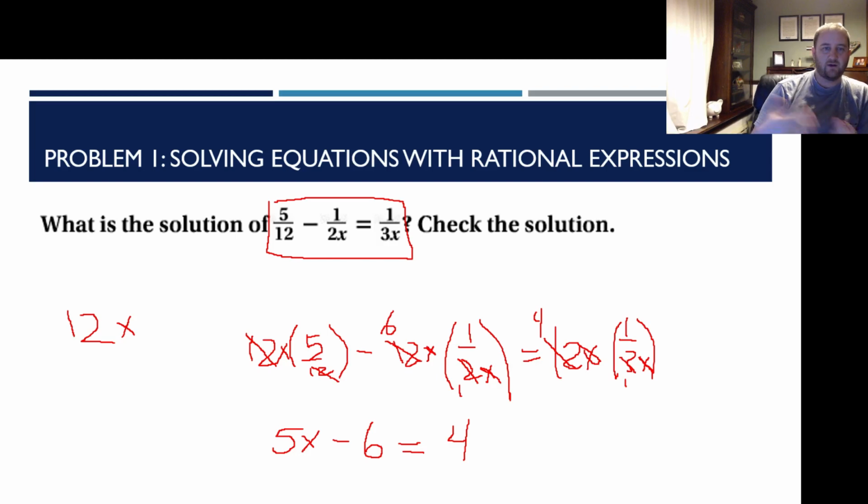Okay. Now this is just a simple two-step equation to solve. We add 6 on both sides. We get 5x equals 10. And then we can divide by 5 to get x equals 2.